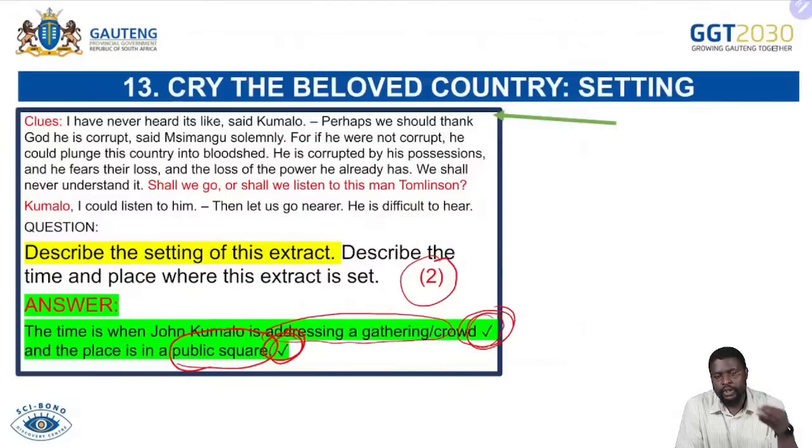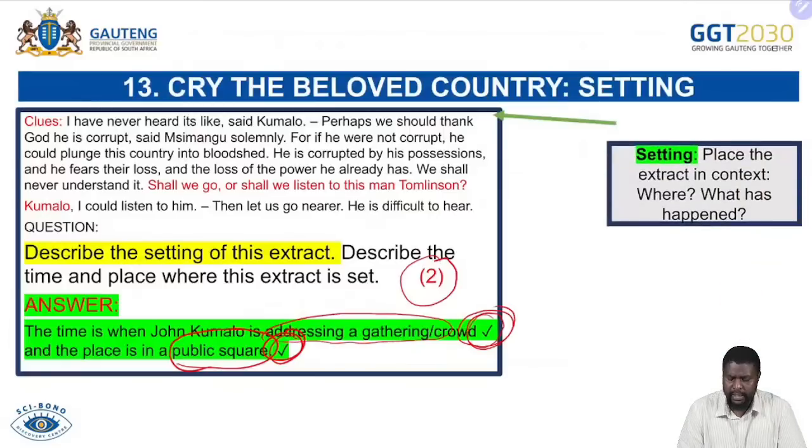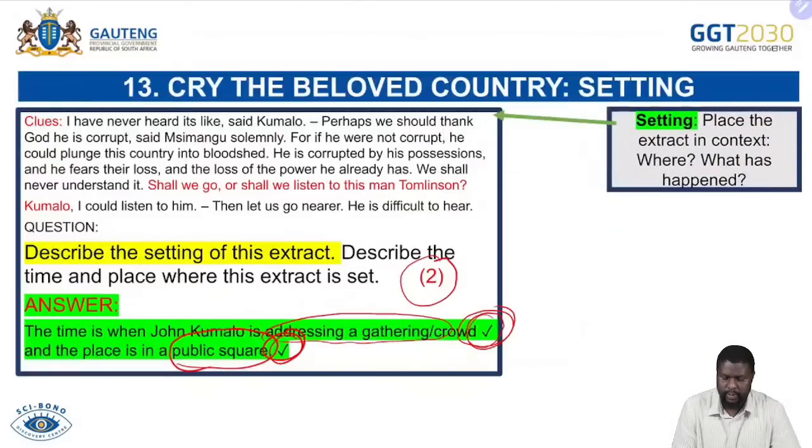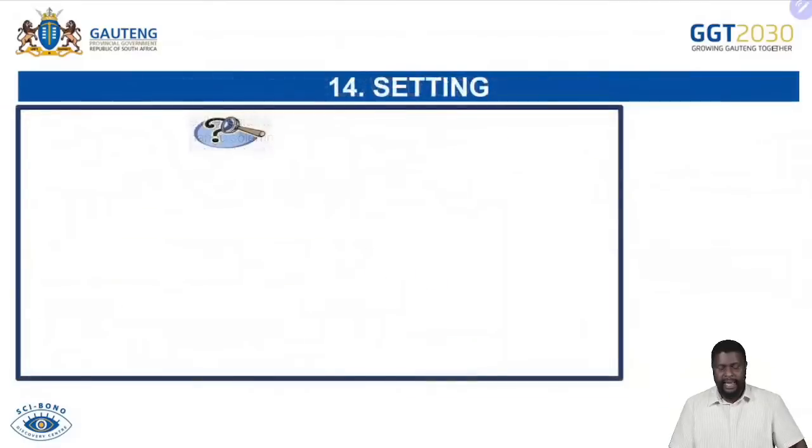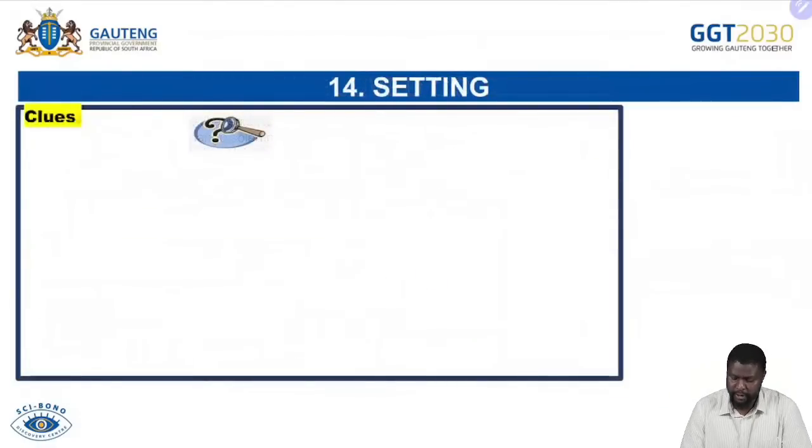Mark allocation. Check the keywords. Check the amount of marks that are allocated to that question. Then you will know exactly how to go about answering it. Let us move right along to our next question. So here you have your setting, the where and the when, time and place. Right, let's look at another setting question from Cry the Beloved Country.